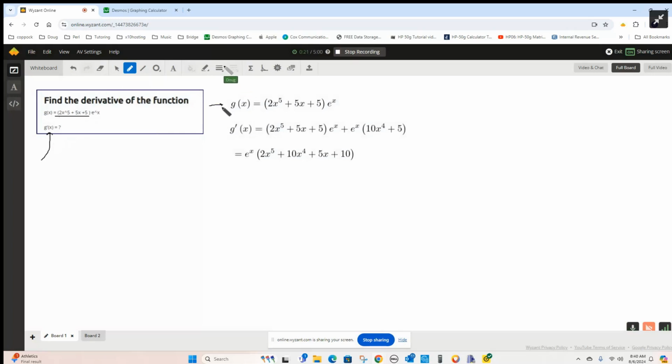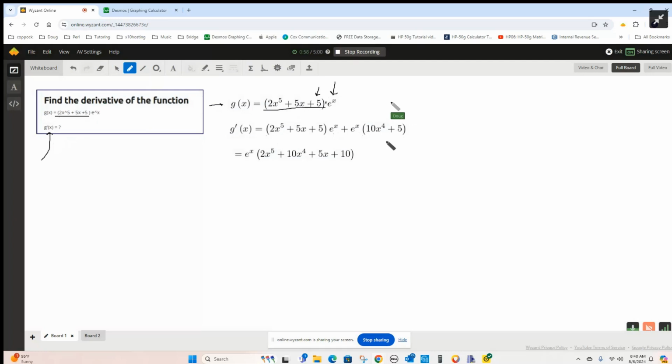And to get the derivative, we're going to employ the product rule. I'll call the trinomial the first function, and e to the x the second function. So the product rule, different textbooks state it differently. I like to say it's the first function, which is the trinomial, times the derivative of the second function, which, the derivative of e to the x is e to the x, plus the second function times the derivative of the first. The derivative of the first is 10x to the fourth plus 5. The derivative of the constant term is, of course, 0.